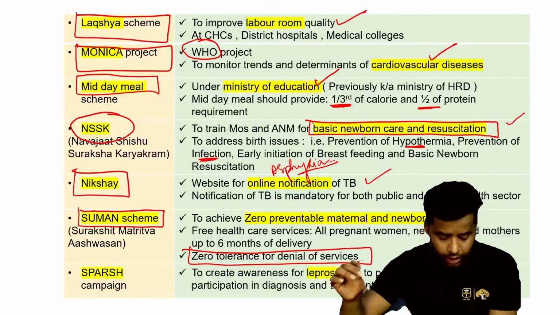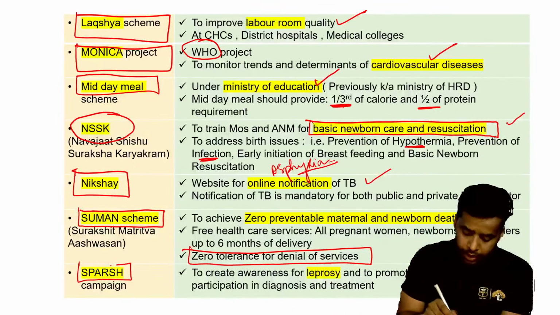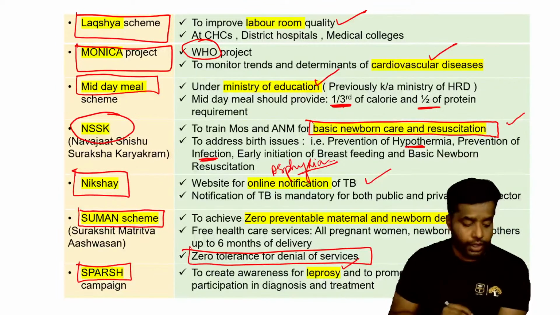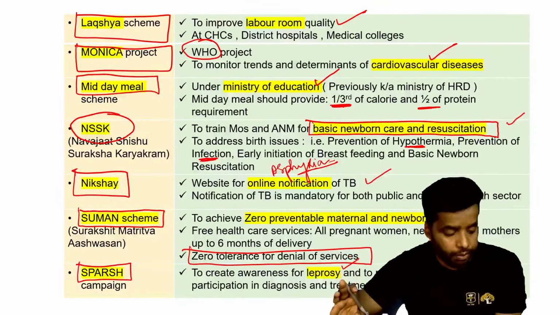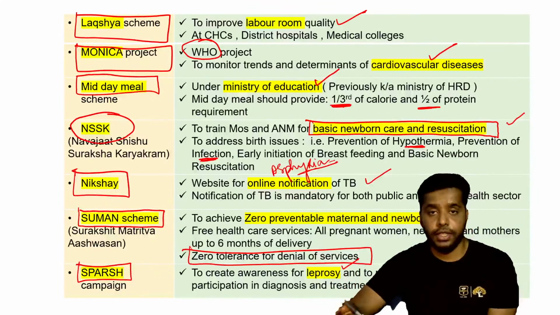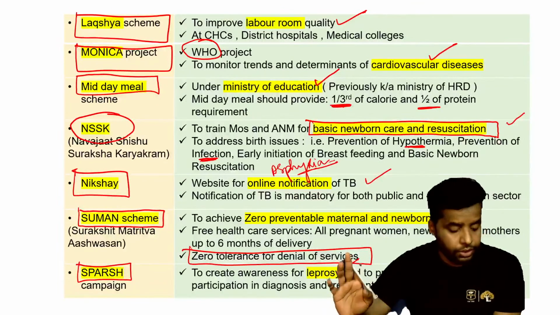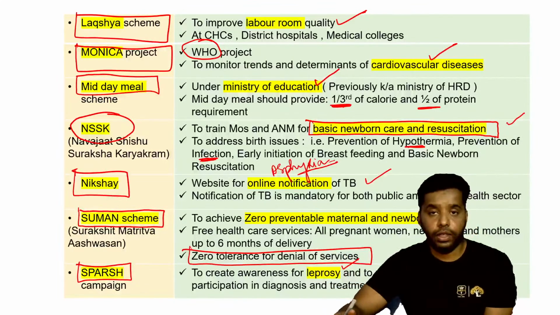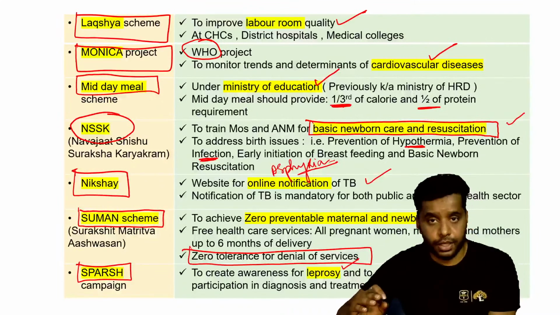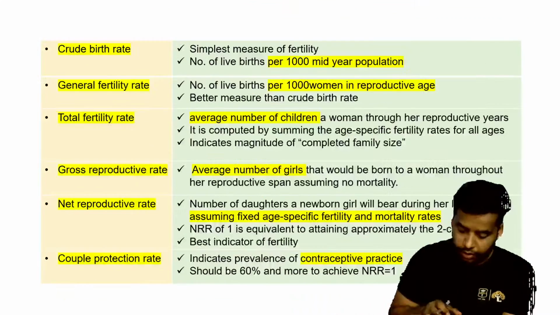Suman scheme. And Sparsh campaign is to create awareness for which disease? Answer is leprosy. So if I want to create leprosy awareness at the community level, we have one scheme that is called Sparsh. Sparsh campaign. Good.